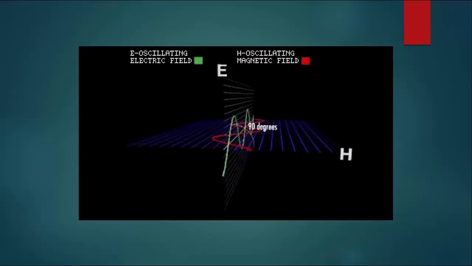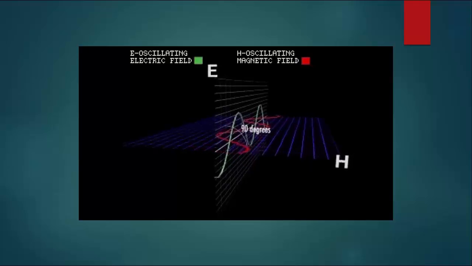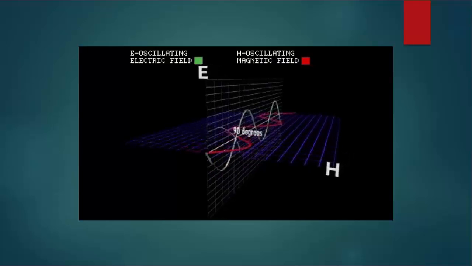Electromagnetic radiation is a form of energy that propagates through space as oscillating waves that have electrical and magnetic components perpendicular to one another.